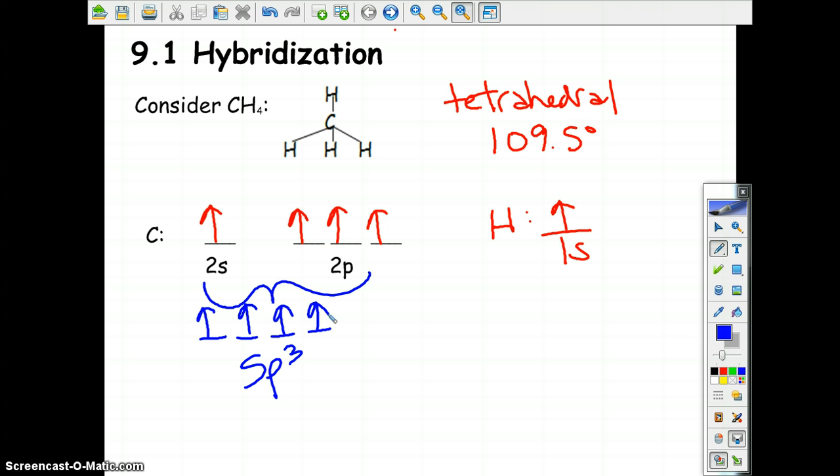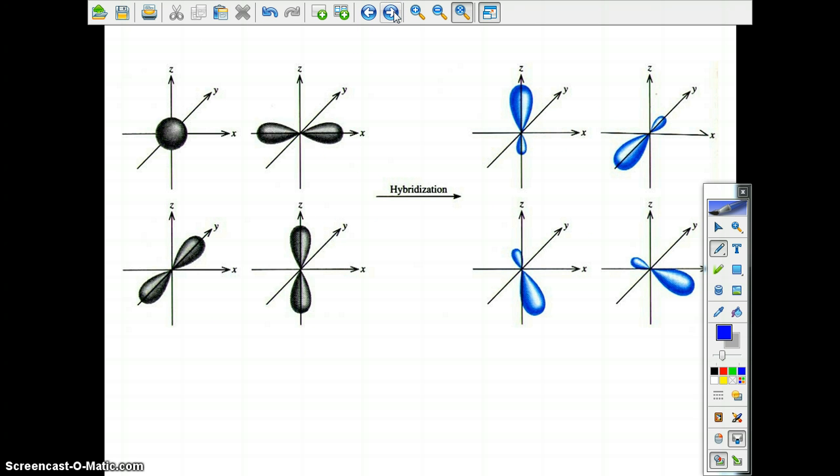Now, I have a picture. You don't have to know the pictures, they just kind of help you out. But I have here on the left, we have this s and then the 3 p orbitals. And you can see one of them would not be like the other. But on the right, we have the 4 sp3 hybridized orbitals, and they kind of look like deformed p's. And if you were to overlay them all on top of each other, they would all point at the corners of a tetrahedral.